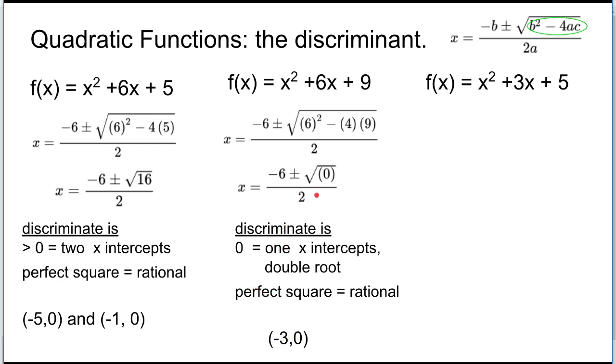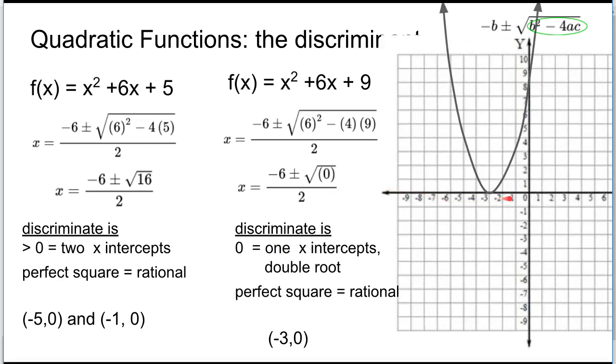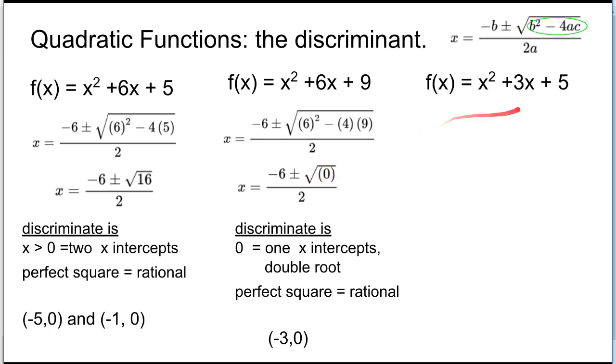And again, graphically, it's going to look like this. If the discriminant is equal to 0, it's going to touch the x-axis. It's going to have 1 point. And again, we call that a double root. The multiplicity for this 0 would be 2, but that's another story. Anyway, all you've got to know is that if the discriminant is equal to 0, then there's only going to be 1 x-intercept.